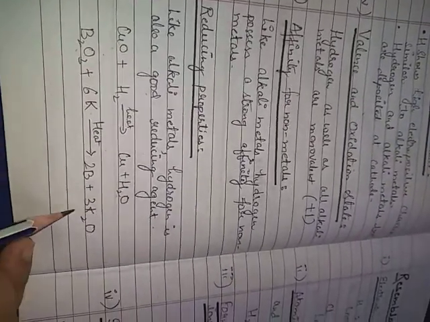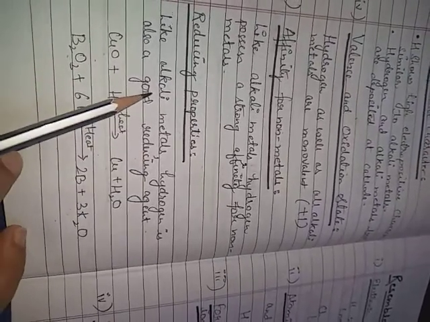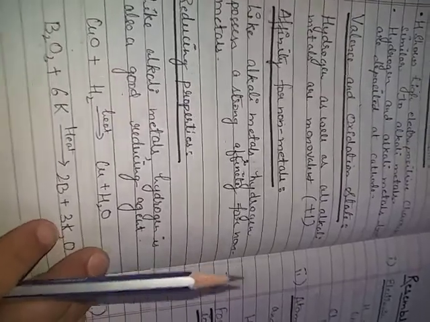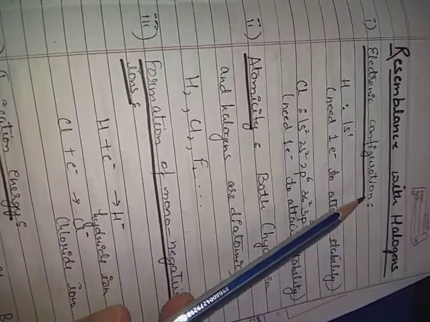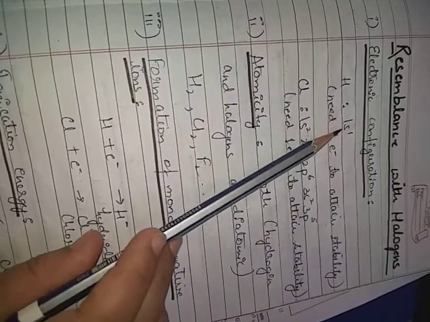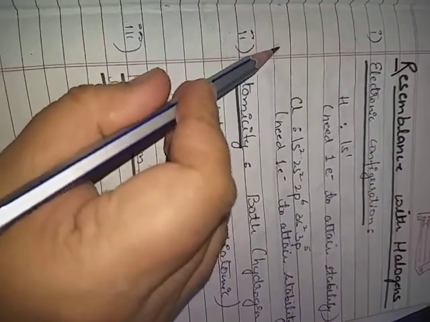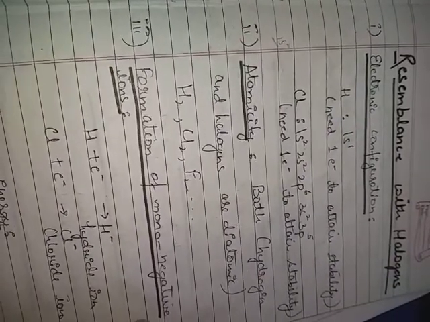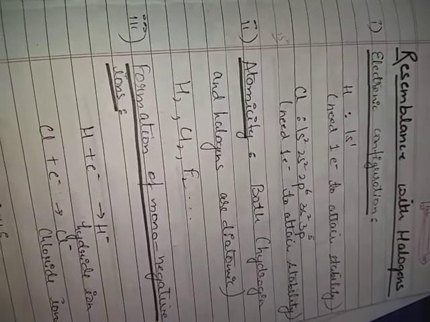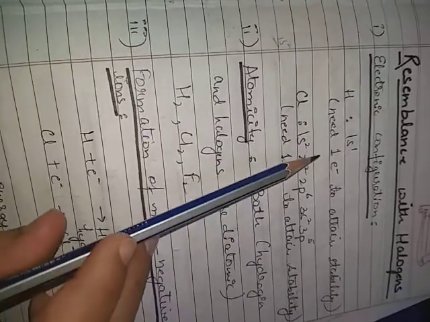So these properties of hydrogen are similar to the alkali metals. Now we will talk about the properties which are similar to halogens. See, if we talk about the electronic configuration, hydrogen has electronic configuration 1s1. If it has 1s2, then it will have an electronic configuration similar to helium, which is a noble gas. So it means to attain stability, it needs 1 electron.